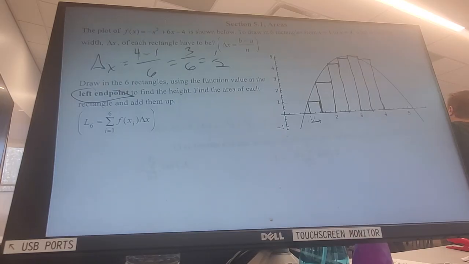What's the height at 1.5? Do you want to do that by hand? If you do, tears for you. Special place in your heart. In my heart for you.